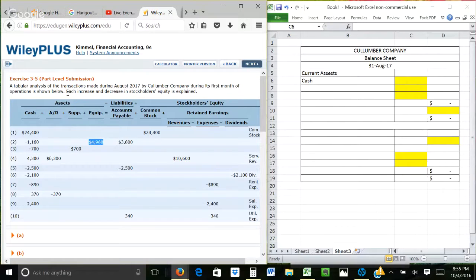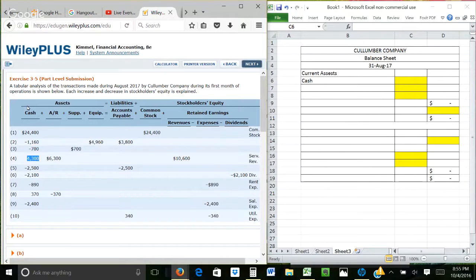for $4,960, and the rest of that was financed through our liabilities, or accounts payable. We're going to pay the rest of it in the future, but in cash we spent $1,160 right there for this equipment. We're also going to subtract $700 for supplies that we bought. That's going to be less cash. Our assets will remain the same, but we'll have that lesser amount in cash.